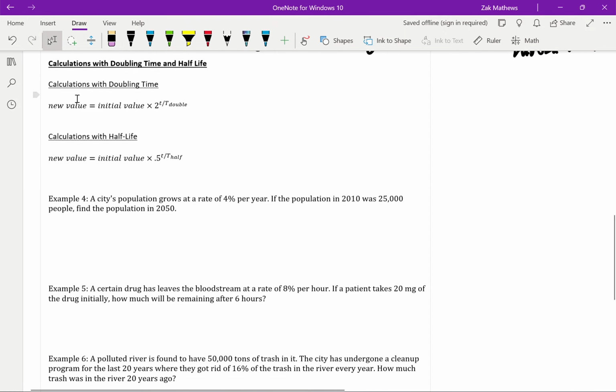So our calculation for doubling time, to find a new value, we can take the initial value and multiply by 2 to the power of t divided by t double. This little t represents the amount of time that has passed. The t double is representing the doubling time. And then the second formula, the calculations with half-life, the new value is equal to the initial value times 0.5 to the power of t divided by t half. T half is representing the half-life.